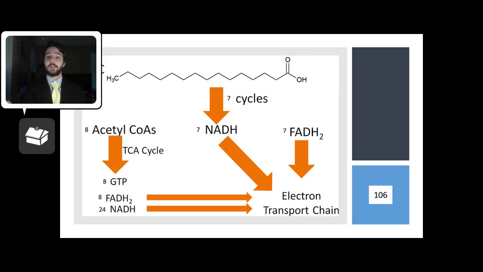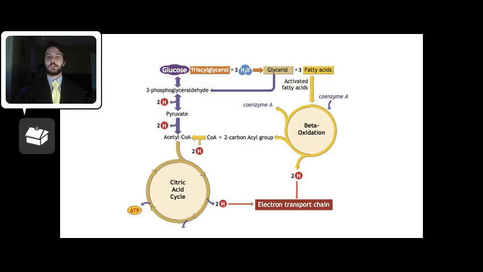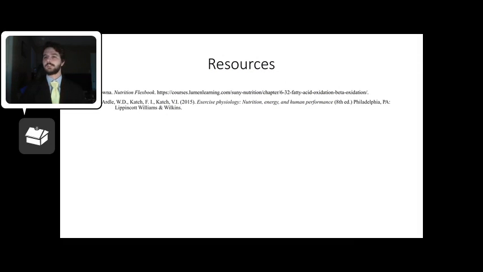Then we go into our palmitic acid: we have a 16 carbon chain, 7 cycles of beta oxidation, and we get a total of 106 ATP from that. Then we kind of see how they all intermingle. We understand that we use our phosphocreatine, then we use our anaerobic glycolysis, then aerobic glycolysis. The body does not want to use oxygen unless it has to.